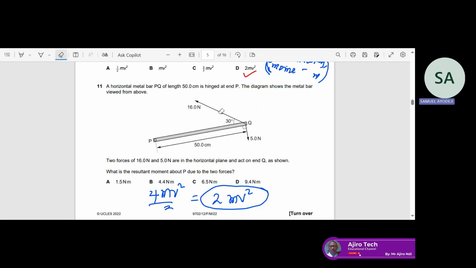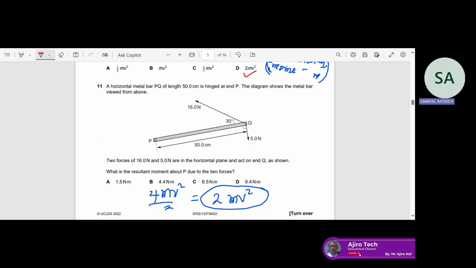So where is the problem with it? I resolved it, right? And then I got the horizontal component as 16 sine 30. Then I said times 50, say 50 times 10 to the power negative 2, right?